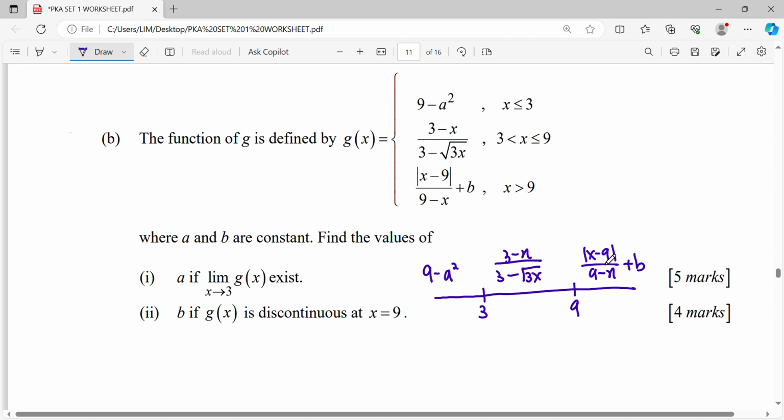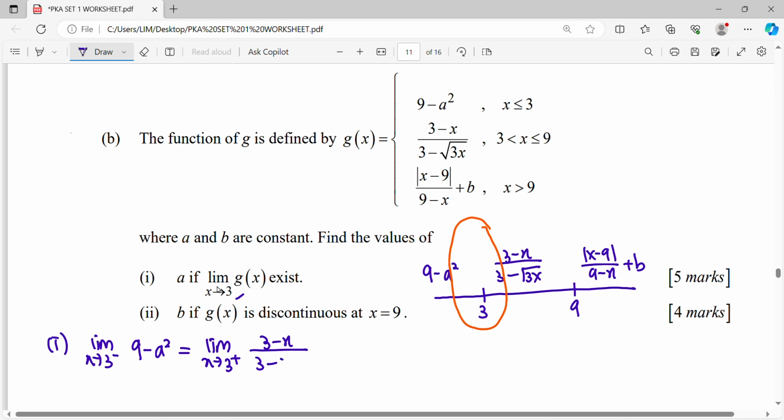So we look at question number 1 first. They're asking for the value of a if the limit around 3 exists. If the limit around here exists, it means the left hand side is supposed to equal the right hand side. So to make the limit exist, the limit as x approaches 3 from the left hand side, which is the function 9 minus a squared, is supposed to equal the limit as x approaches 3 from the right hand side of the function (3 minus √x) over (3 minus 3x).